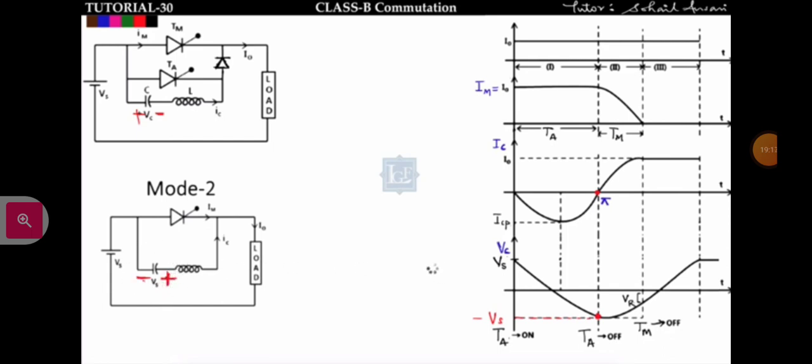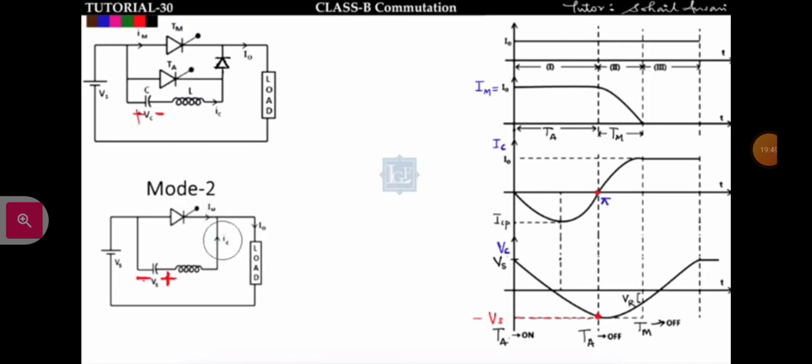Now see in mode 2 what is happening. In mode 2 this diode will go into forward bias. The voltage drop across the capacitor will be from minus to plus, and here the diode is connected. So this diode will be in forward bias because of this voltage polarity across the capacitor. The anode is connected with plus, and the cathode, since this thyristor is conducting, is connected with minus. So this diode starts conducting in mode 2 and it will be shorted.